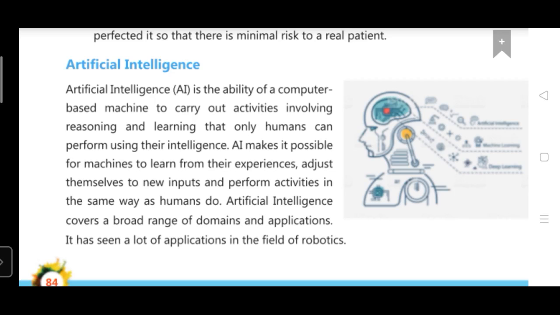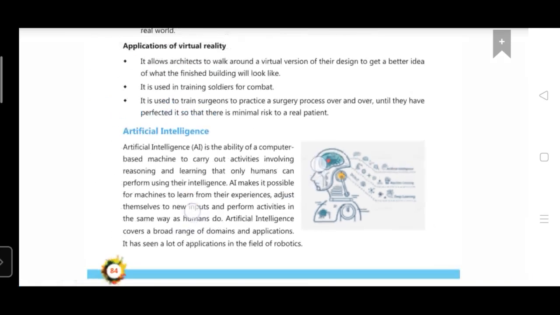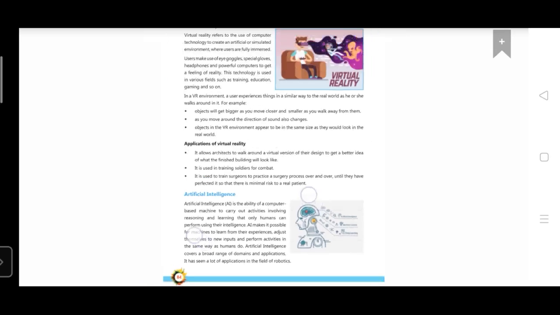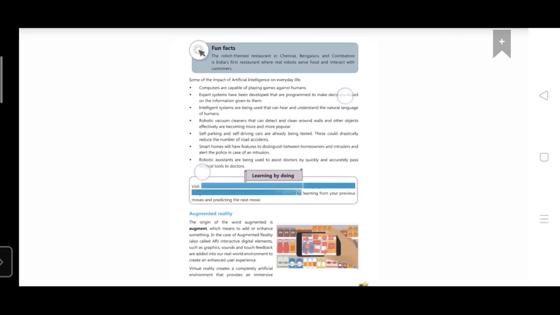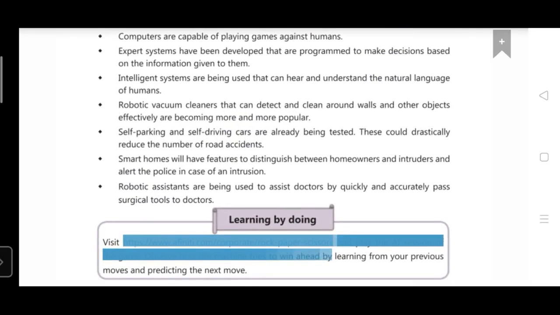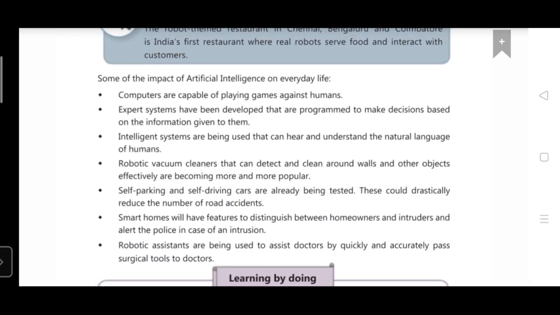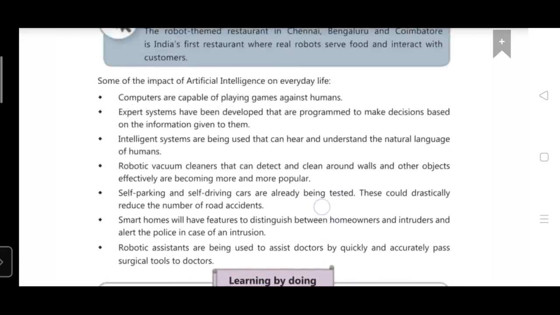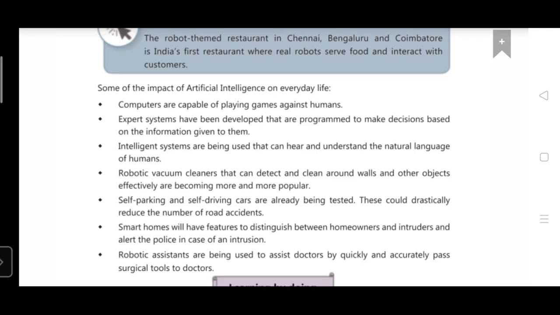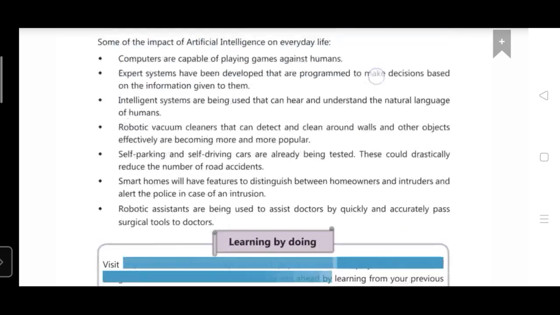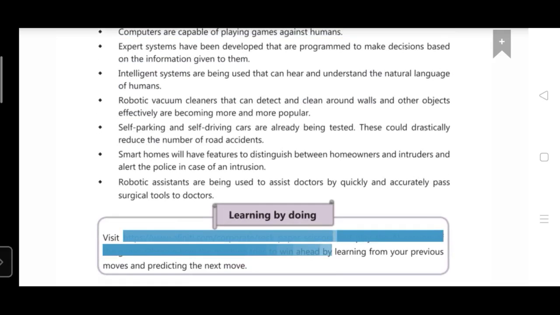It also covers a broad range of domains and applications. It has a lot of applications in the field of robotics. Everyone can see robotics, how it works and how it can work. Here is the summary of the impact of artificial intelligence, meaning the benefits of robotics, or the benefits of the technology, given to you here. You can read it. If you don't understand, you can ask me in the next class.